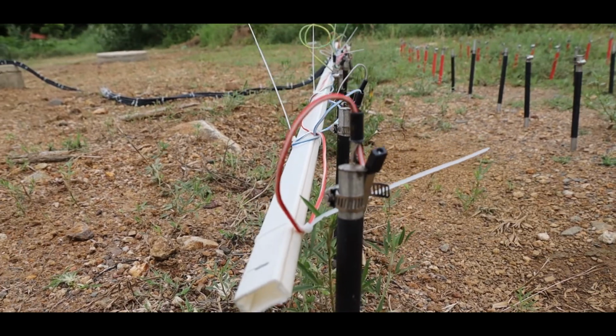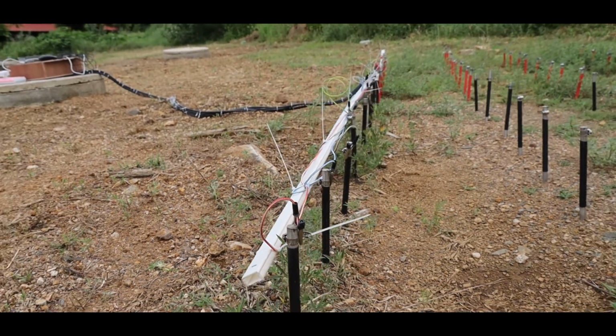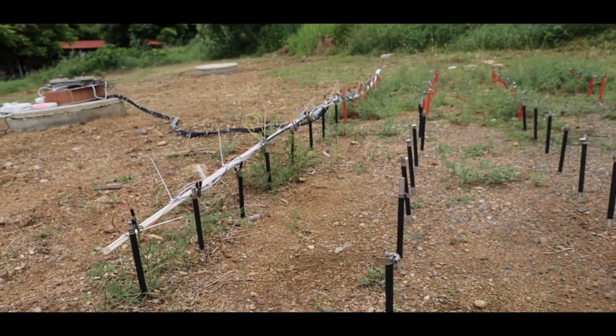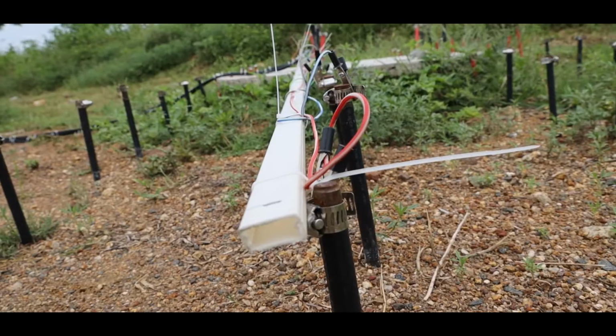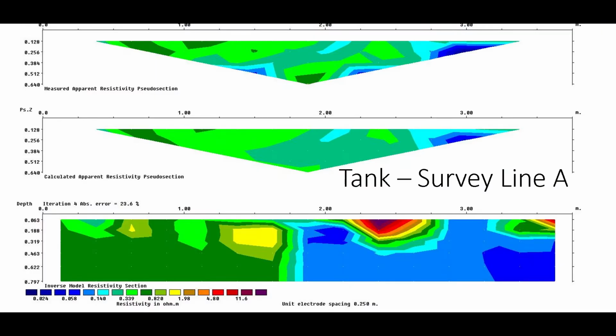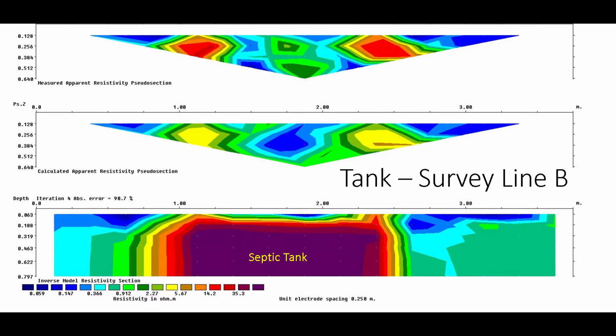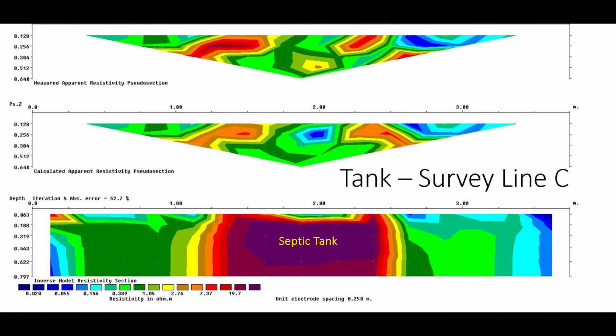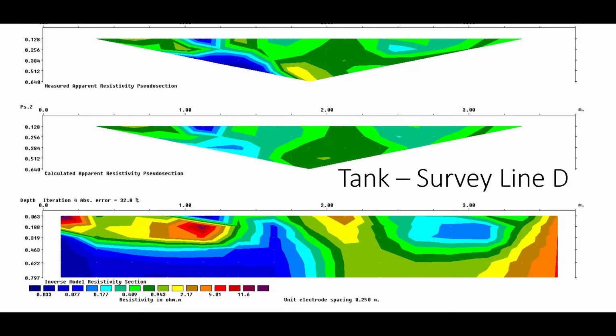We have done 2 types of experiments. 1. Baseline experiment that is plain land without tank and 2. Experiment with tank. We could differentiate the graphical display of the ground without tank and with tank. The ground with septic tank will clearly indicate the high resistivity region in the graphical display with its shape.